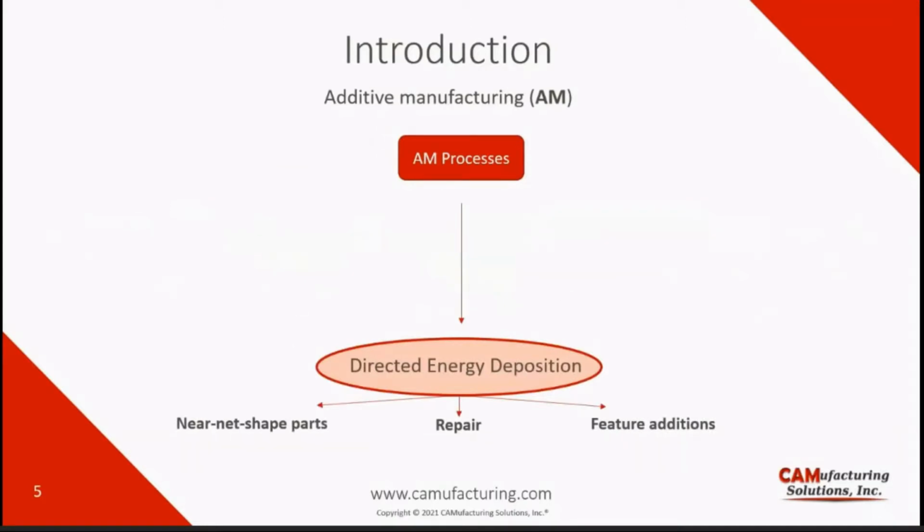It is used for different functionalities. The main three of them are near net shape parts, which is building a part from scratch using hybrid manufacturing. Repair a broken part. You know how expensive it can be to build a new part, but with DED you can just repair it using hybrid manufacturing possibilities. And feature addition, if you want to add a boss or a feature to your parts.